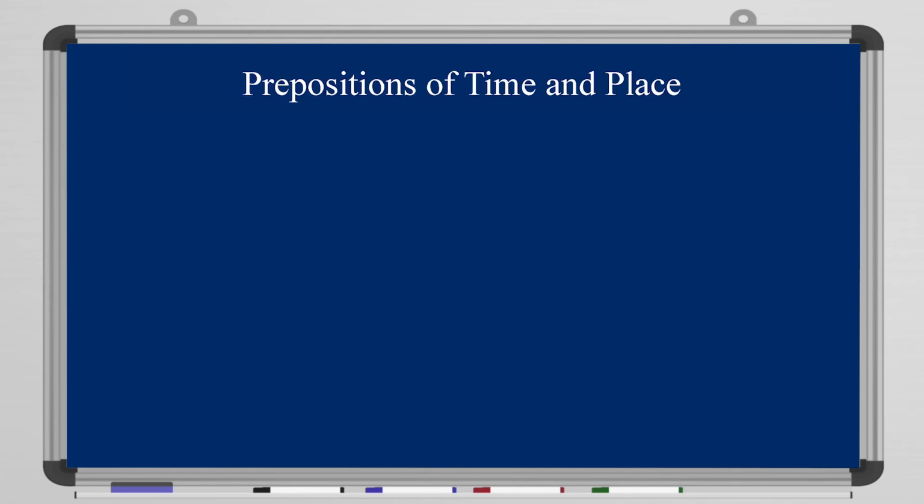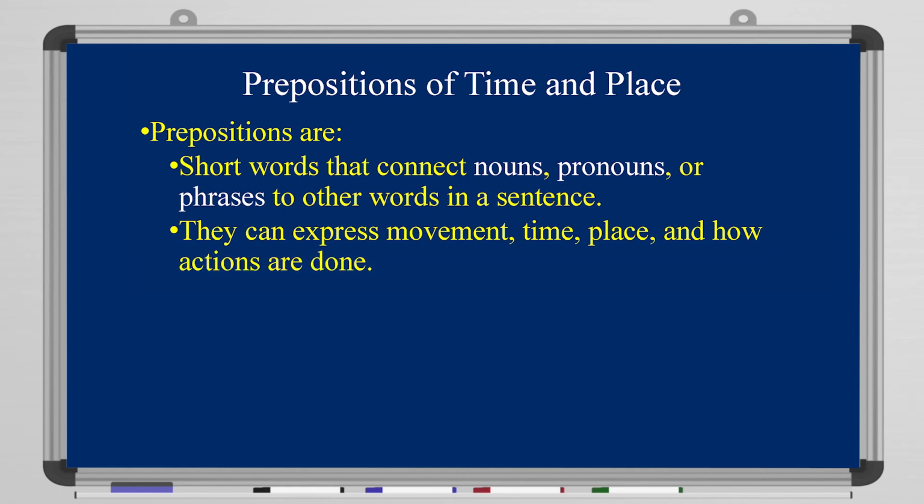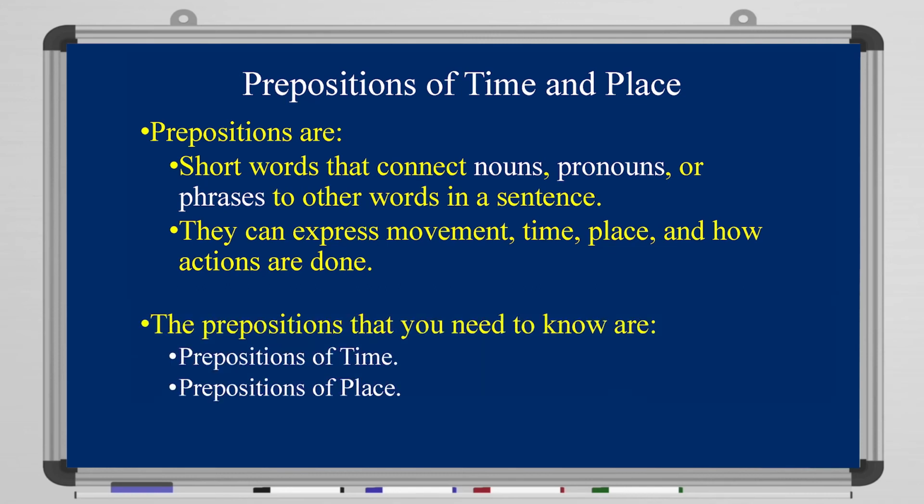Now let's look at the prepositions of time and place. This is your second grammatical thing that you need to know. Prepositions are short words that connect nouns, pronouns, and phrases to other words in the sentence. They can express time, they can express place, they can express how the action is happening, and you have 2 prepositions that you need to know. Prepositions of time and prepositions of place.